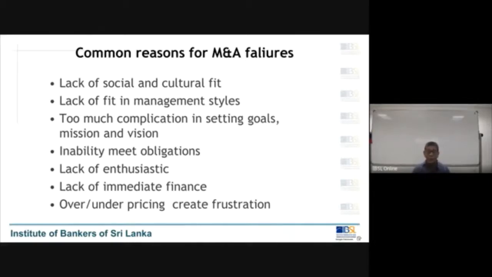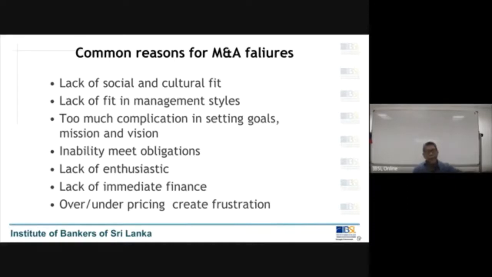So your organization's culture may be different, energetic, something. Then when two organizations are joined, it is very difficult for one organization to adapt to another. So as a result, the merger and acquisition may not be successful. This is one of the main failures.